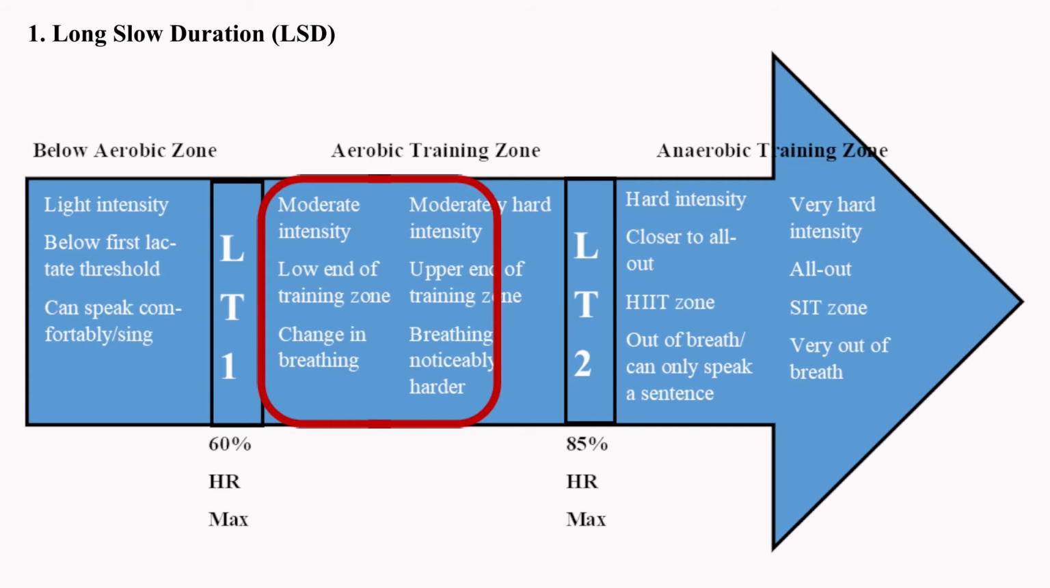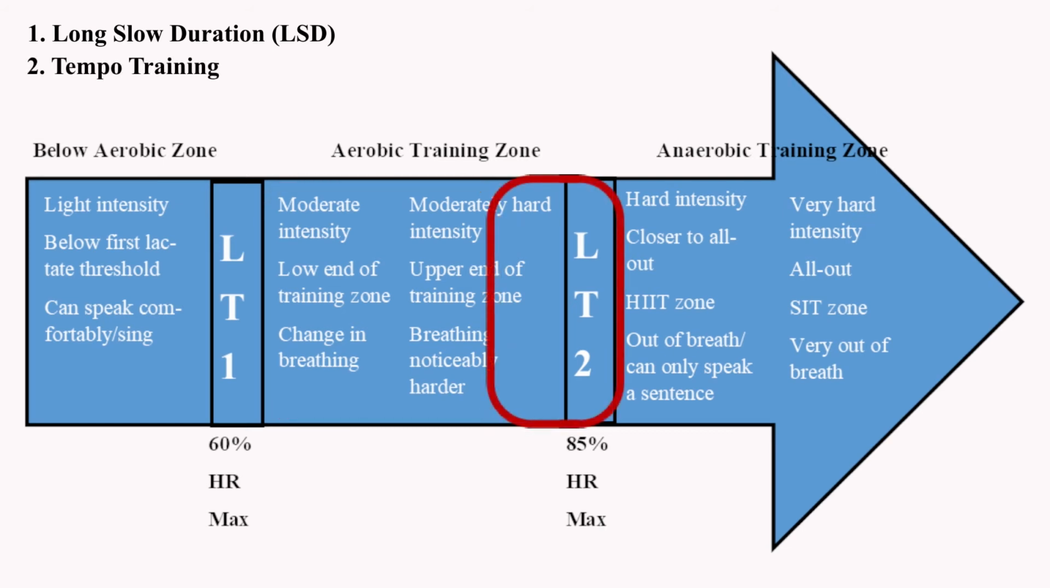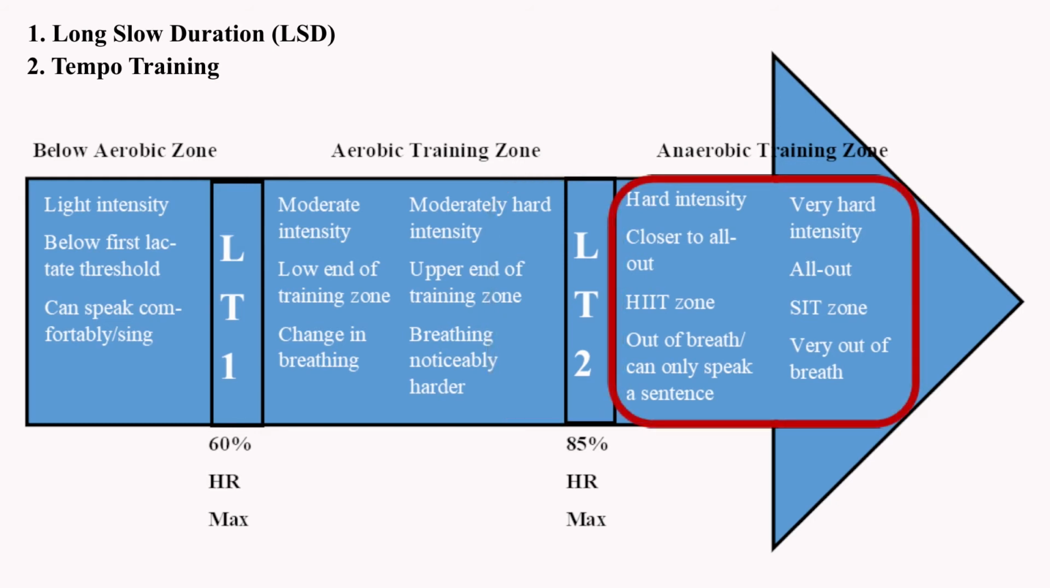Another common type of aerobic exercise, especially for endurance athletes, is called tempo training, where you're at or just below your second lactate or ventilatory threshold, which corresponds with as high as the individual can exercise aerobically, and once again where they can only sustain it for about 10 to 20 or maybe 30 minutes for your higher level endurance athletes.